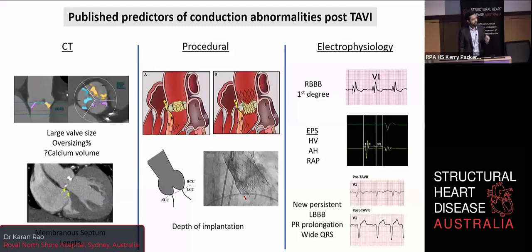Electrophysiology, so by and far, the biggest pre-existing predictor is a right bundle branch block. In fact, if you're getting a self-expanding valve and have a pre-existing right bundle branch block, the data suggests that your chance of getting a pacemaker after TAVI is about 40%. There's been a lot of stuff published in the field of EP, so using a multipolar catheter to get invasive EP measurements, which I'll briefly run through to help predict which patients may end up needing a pacemaker down the track. And post-procedurally, a new persistent left bundle branch block we've talked about, and PR and QRS prolongation have been markers.